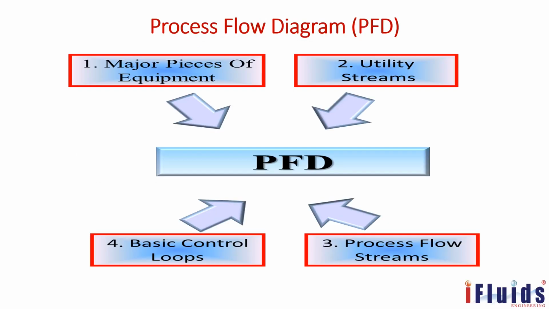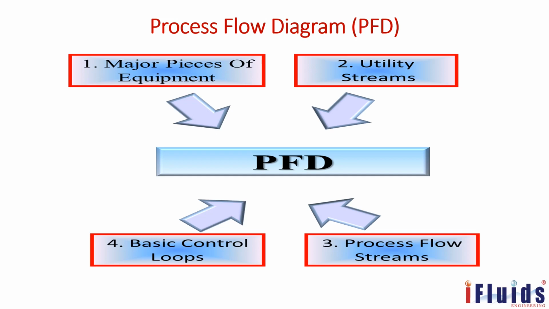In the process flow diagram, there are four major things. The first one is the major pieces of equipment. There are two types of equipment: the mechanical equipment. One is static equipment, another is rotating equipment. Static equipments are vessels, columns, heat exchangers. Rotating equipments are pumps, agitators, compressors. We are going to show only the major pieces of equipment in the PFD.